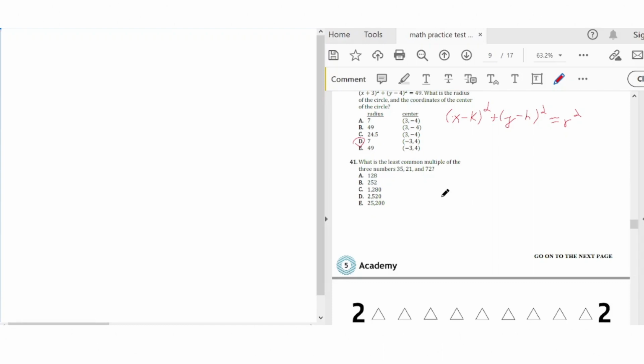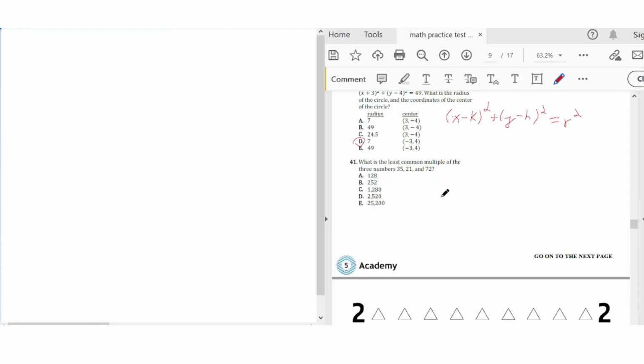Now let's see this in action. So 128 divided by 72, we get 1.7777, goes on forever. Therefore, 128 is not divisible by 72, so it can't be the least common multiple. Let's try 252. 252 divided by 72 is about 3.5. Therefore, 252 is not divisible by 72.